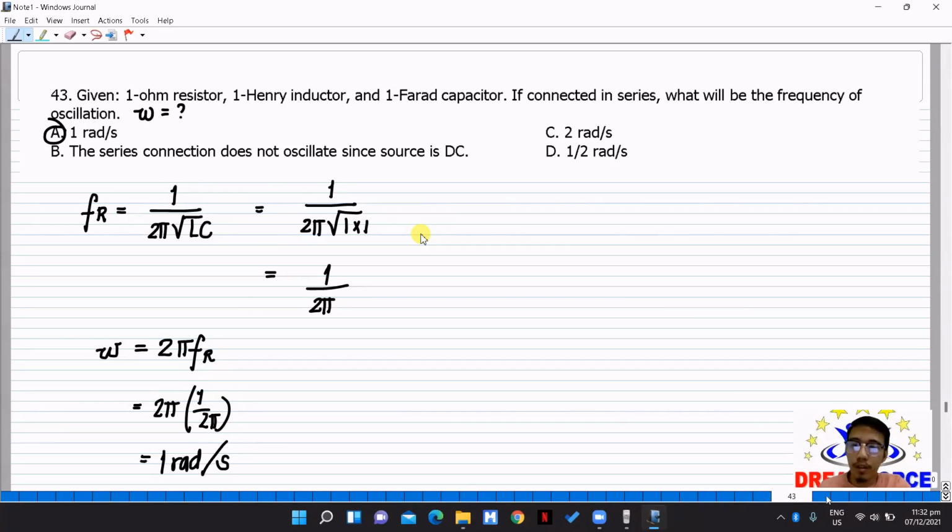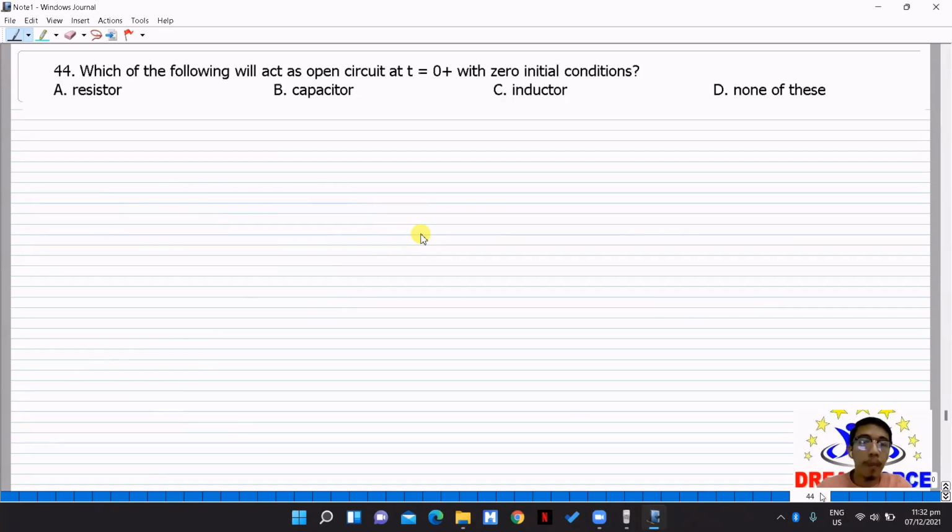Okay, next, 43. So last 6 problems. Which of the following will act as open circuit at t equals 0? Open pag t equals 0, that is your inductor. Again, refer to number 1. Next, number 45.